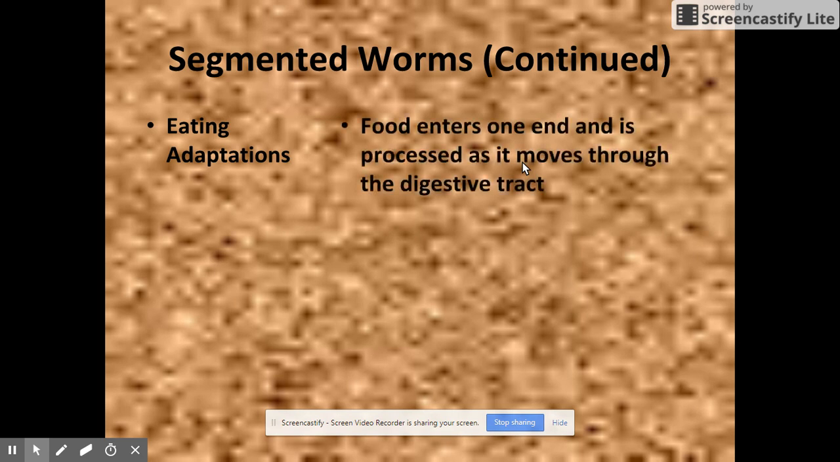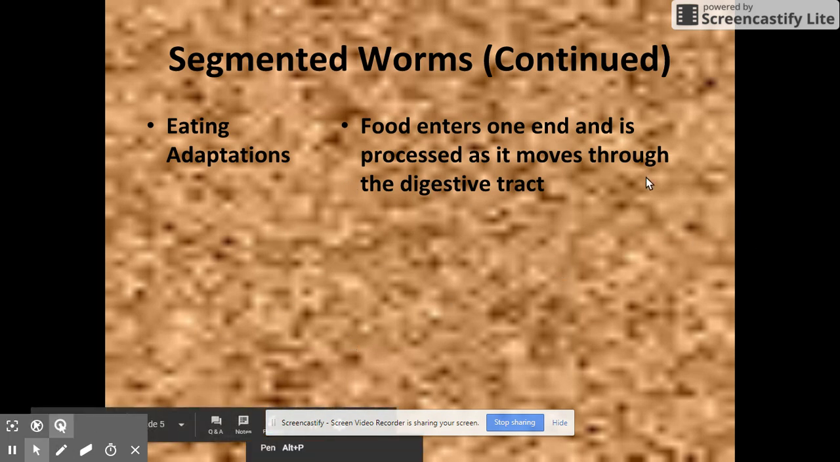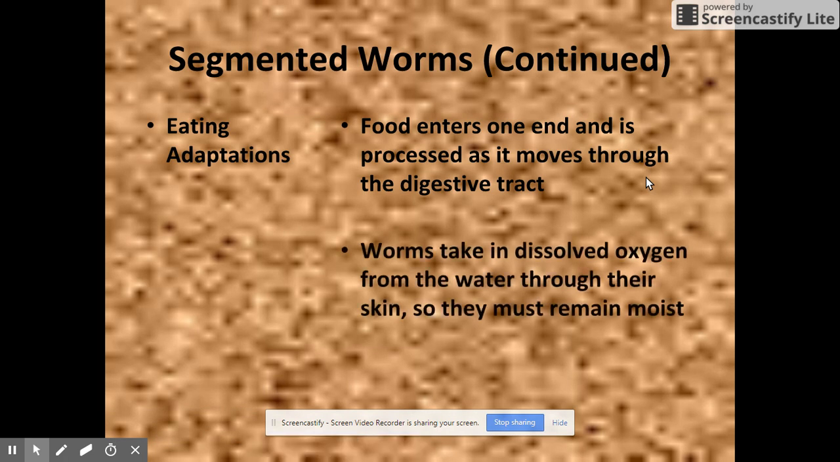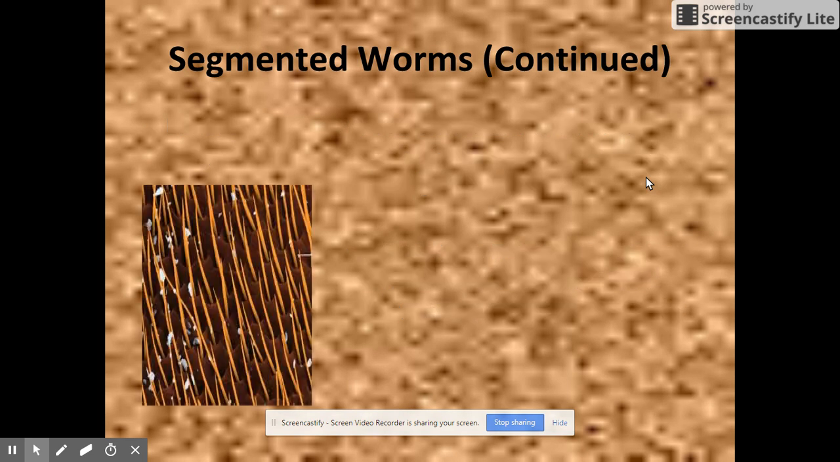As I said before, food enters one end and is processed as it moves through the digestive tract. Comes in, goes out. That's pretty much all there is to that. All right, worms take in dissolved oxygen through water on their skin. Okay, so another reason why they need to remain moist, not just that they dry out, they literally would suffocate if this water ever were to not be on their skin, because they can't get the oxygen out of that moisture. So remember those bristle hair-like structures we talked about? That's just a very microscopic view of that. Okay.